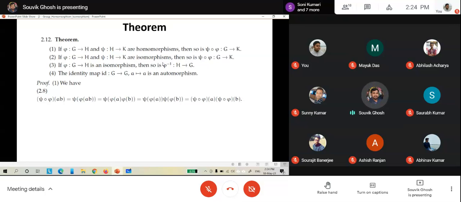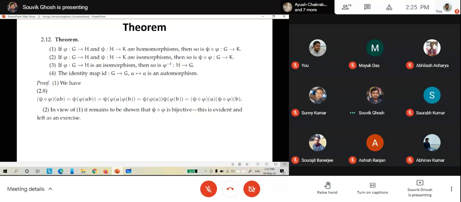At first, we have to prove that psi composition phi is a homomorphism. Then we have to check whether this is a bijection or not, and this is very easy to prove. To show that a given function is a bijection, you have to prove it is an injection as well as a surjection, and you can prove it easily. With the help of the previous result, we can show that this is a bijection also, so that this is an isomorphism also.